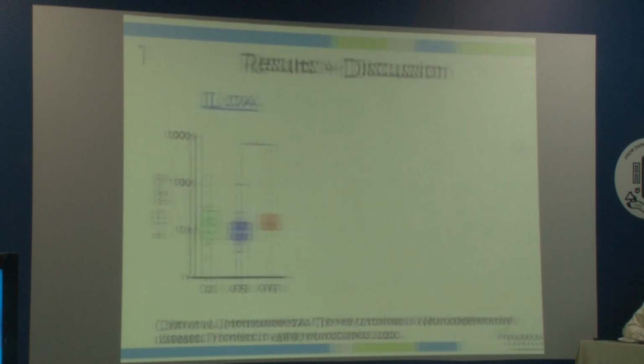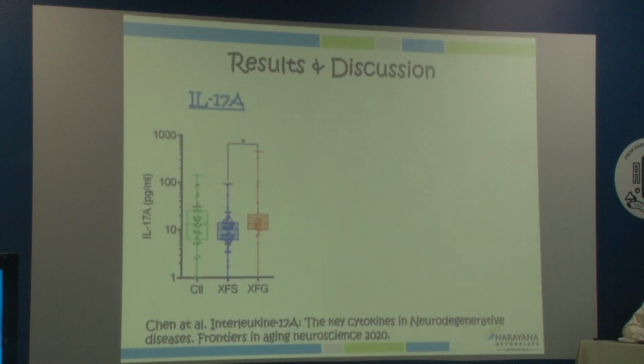Moving on to the immune factor analysis, we found that interleukin-17A levels are high in pseudoexfoliation glaucoma when compared to the syndrome.